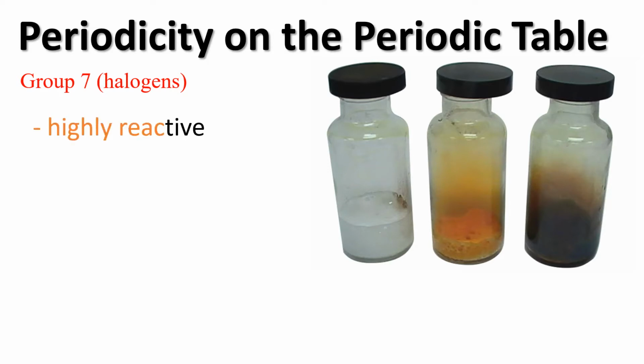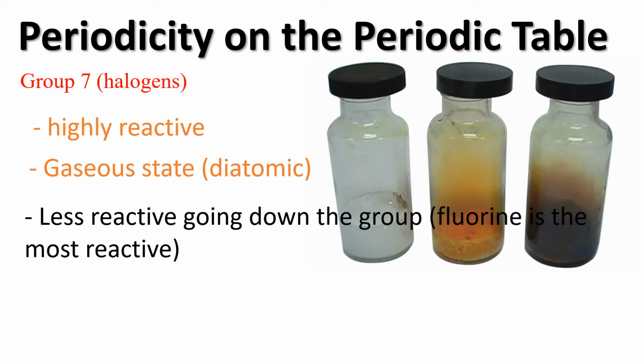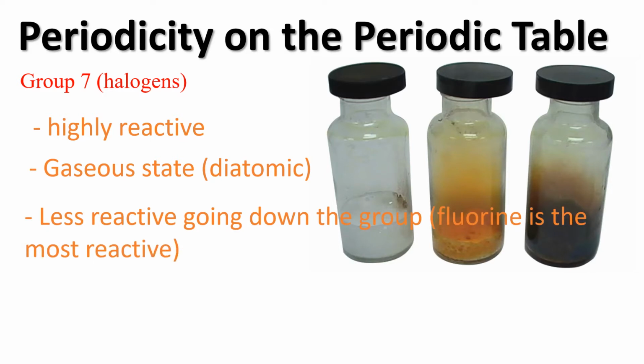So with the halogens, they are highly reactive. They're in the gaseous state. They're diatomic, so Cl2, F2, I2, and Br2. They're made of 2 atoms each. And they are less reactive going down the group. So fluorine's at the top. It's the most reactive. If you think about it, metals get more reactive going down the groups, and the nonmetals are the exact opposite. They get less reactive going down the group.